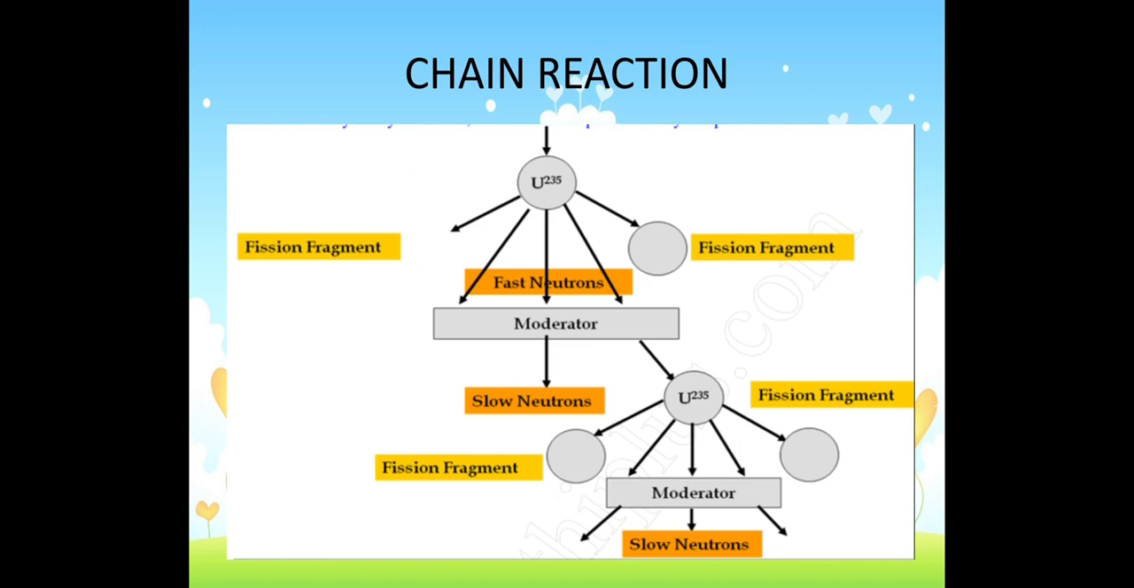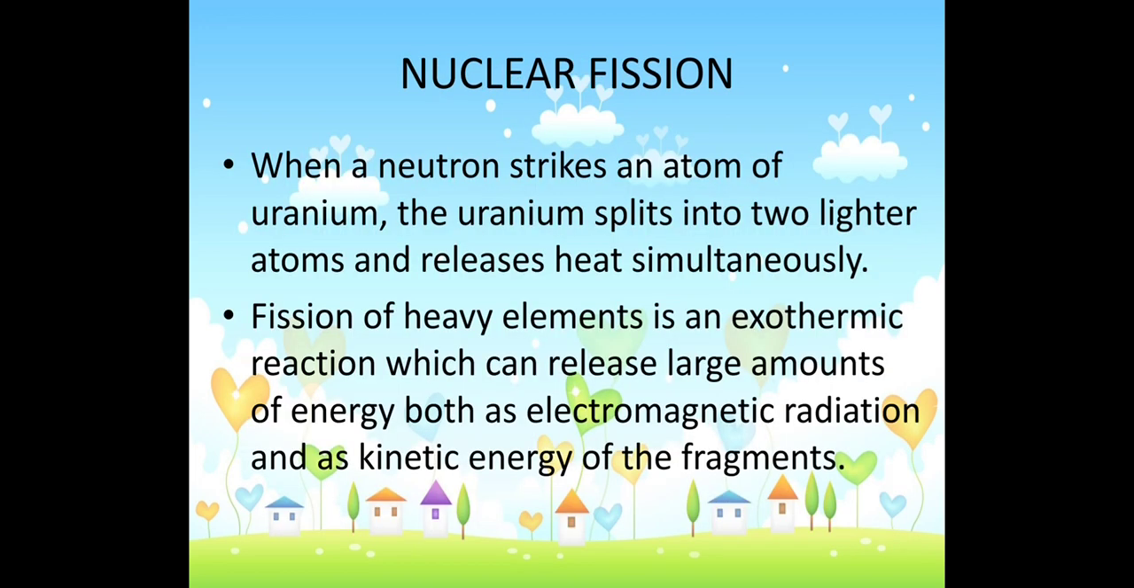Here we use a moderator. The moderator works like a speed breaker, slowing the neutron from high speed to low speed. It controls the nuclear fission reaction. When the neutron strikes the atom of uranium, the uranium splits into two lighter atoms and releases a very high amount of heat.